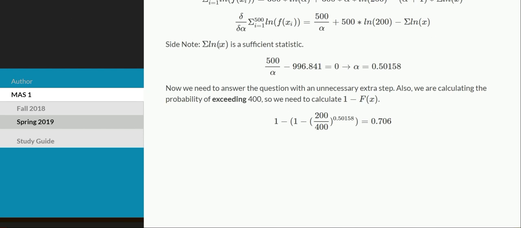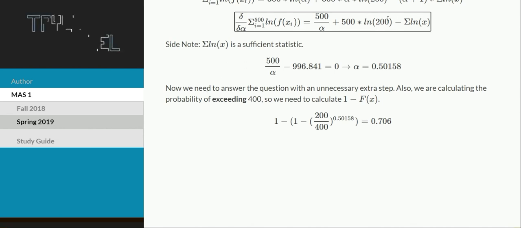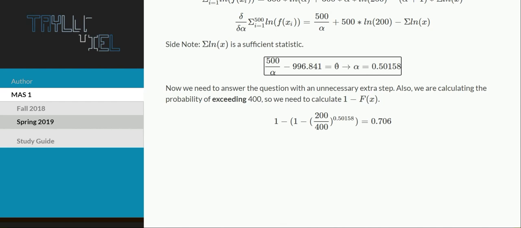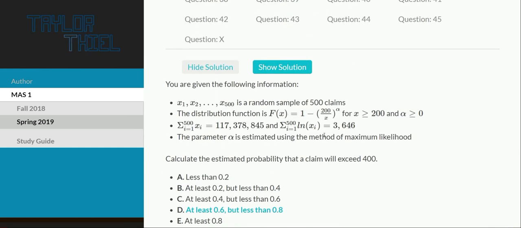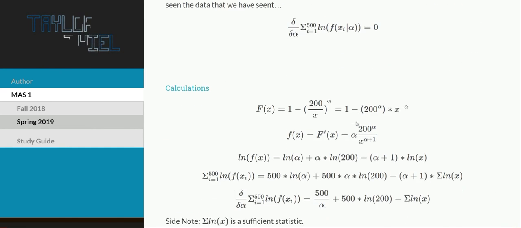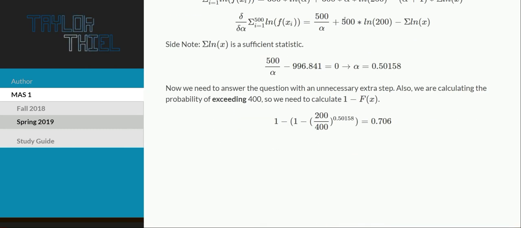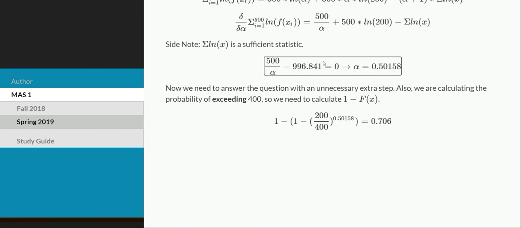Side note aside, we now have the derivative. We then set it equal to 0, and this quantity, the summation, scrolling back up, we see was actually one of the things we were provided. So the summation of x's is actually a red herring. You only need this natural log summation. Plugging that in along with this constant here gets you 996. Setting equal to 0, we get an alpha of 0.5.